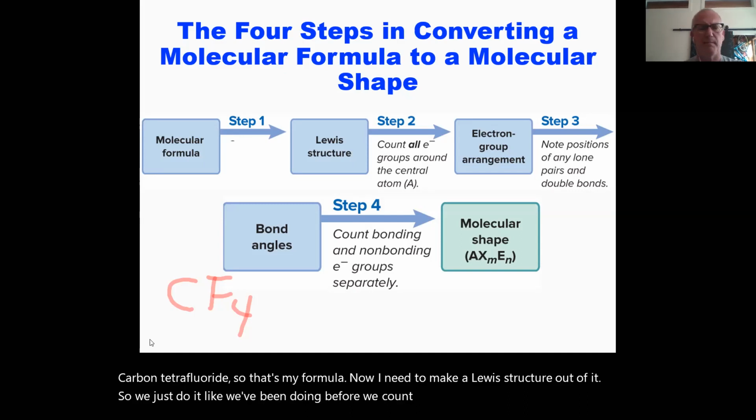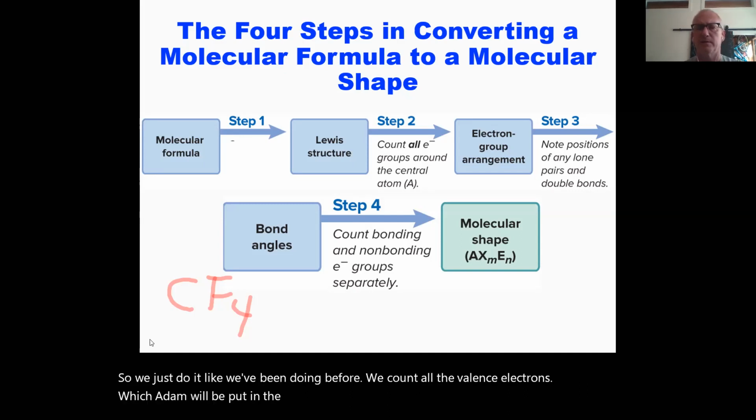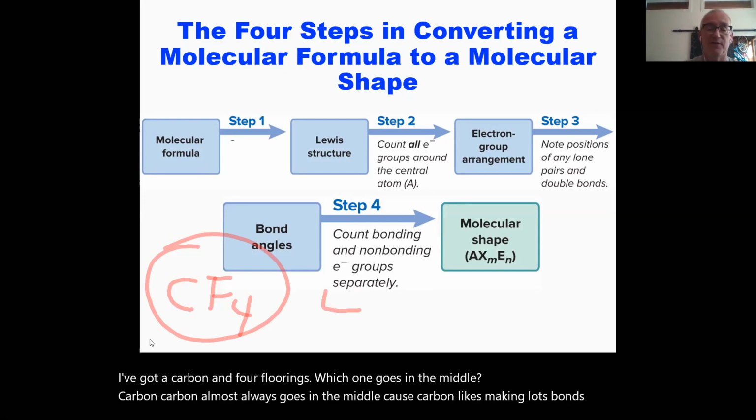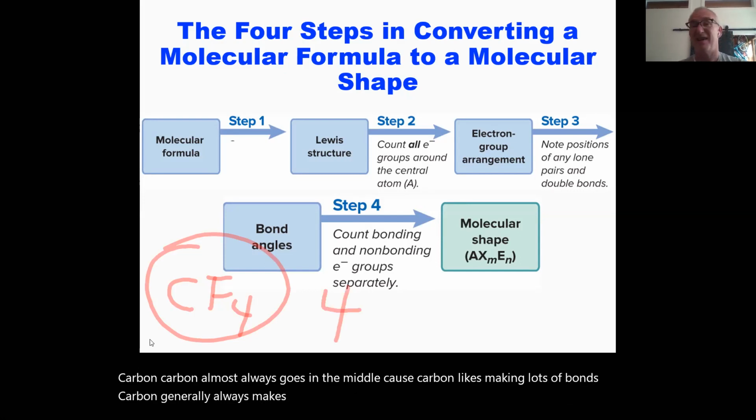Which atom will be put in the middle, for this particular formula? I've got a carbon and 4 fluorines. Which one goes in the middle? Carbon. Carbon almost always goes in the middle because carbon likes making lots of bonds. Carbon generally always makes 4 bonds. It doesn't have any lone pairs. So carbon is like a natural for going in the middle of a molecular formula.